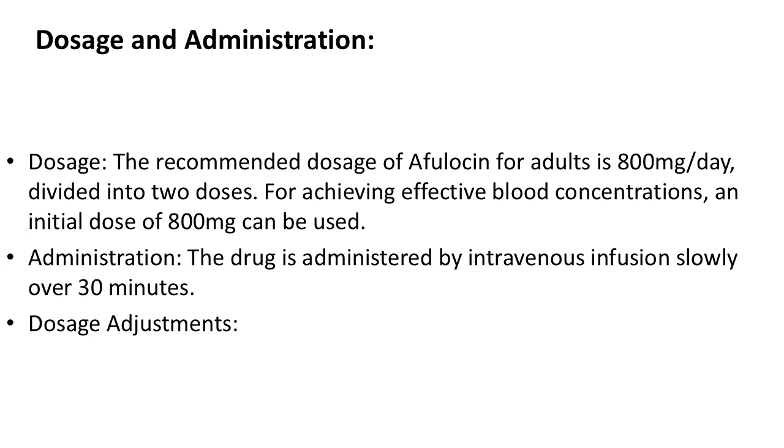Dosage and administration: dosage: the recommended dosage of Afulocin for adults is 800 mg per day, divided into 2 doses. For achieving effective blood concentrations, an initial dose of 800 mg can be used. Administration: the drug is administered by intravenous infusion slowly over 30 minutes.